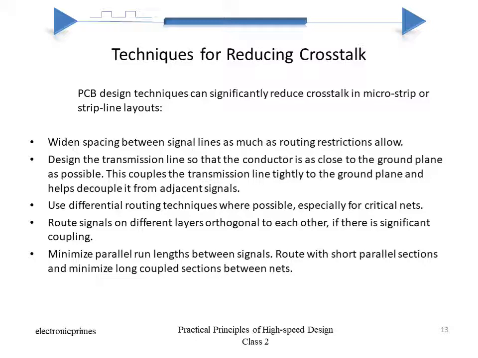And fifth, minimize the parallel run lengths between the signals. So try to minimize it, and route with short parallel sections if you cannot avoid it, and minimize long coupled sections between the nets. So these are some of the techniques for reducing crosstalk.